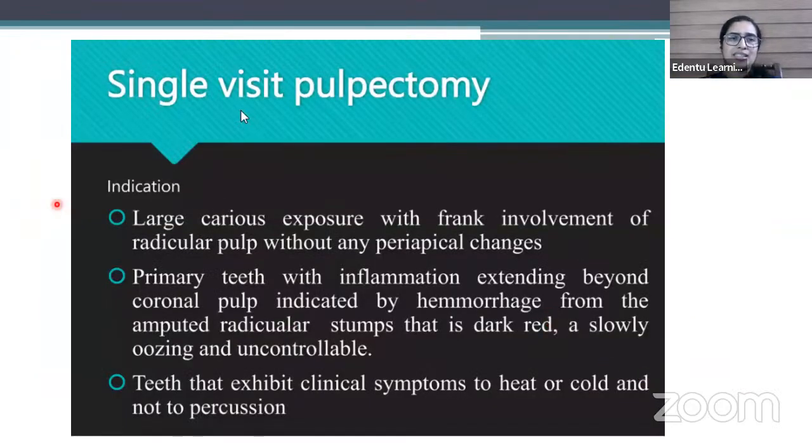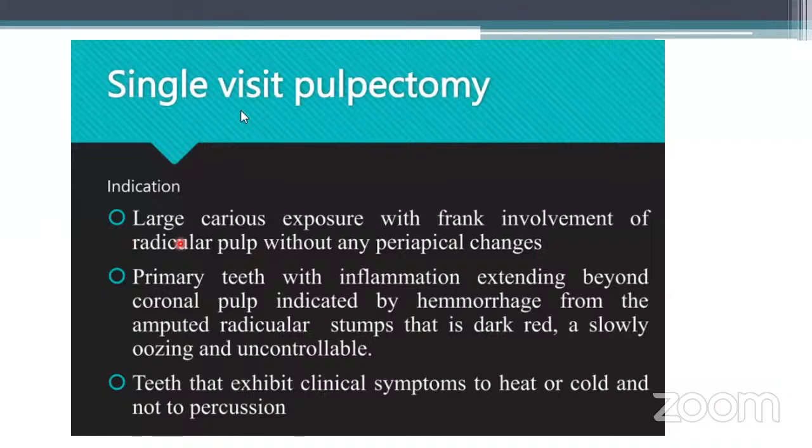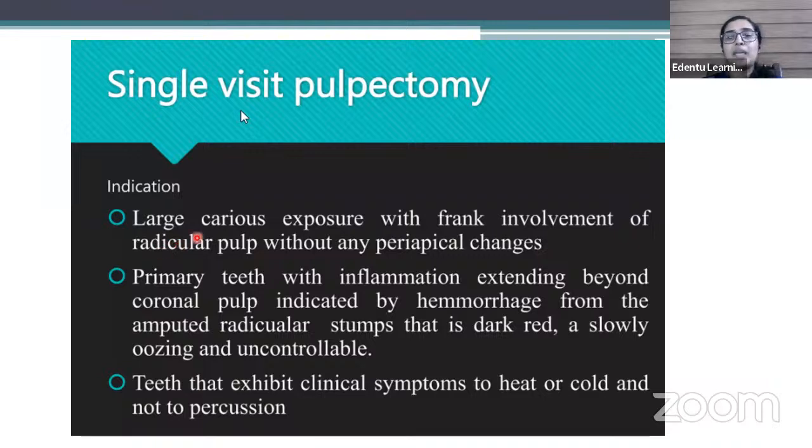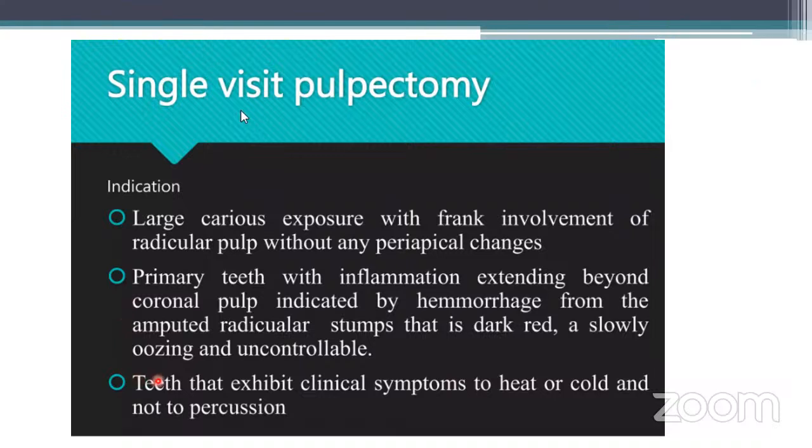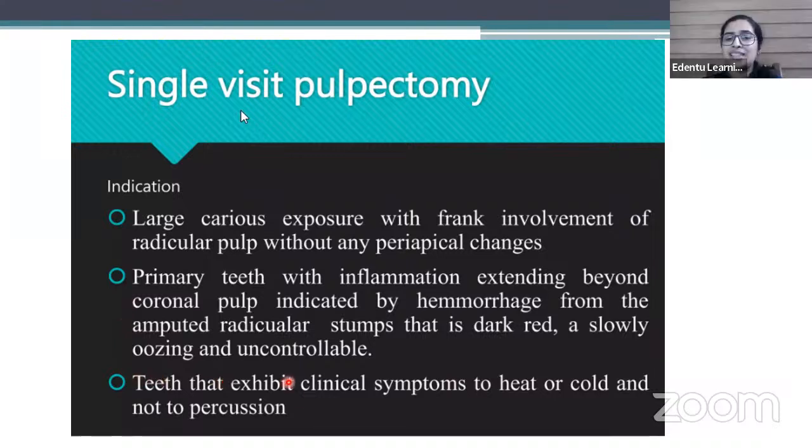Now getting on into the steps as well as the details of the single visit pulpectomy. So it is probably indicated in large carious exposures with frank involvement of radicular pulp without any periapical changes. Okay, so you are bound to know which are the situations wherein you will do a single visit pulpectomy. And then another indication for the same is primary teeth with inflammation extending beyond the coronal pulp, and then teeth that exhibit clinical symptoms to heat or cold and not to percussion. So just have an idea regarding the indication.